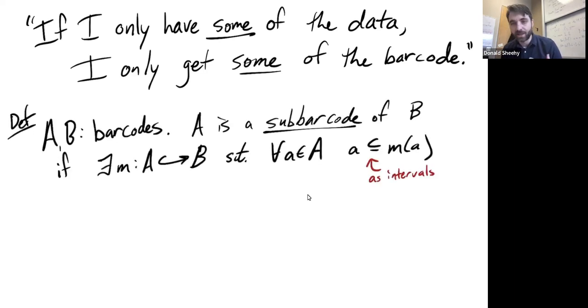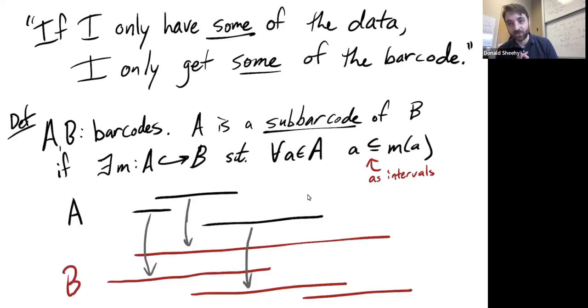Formally, if I have two barcodes A and B, then A is a sub-barcode of B if I have some injective map from the bars of A to the bars of B, where every bar in A gets mapped to a bar that contains it as an interval. I really wanted to call these sub-diagrams so you wouldn't have two B's in a row, but the intuition really has to be done in terms of bars.